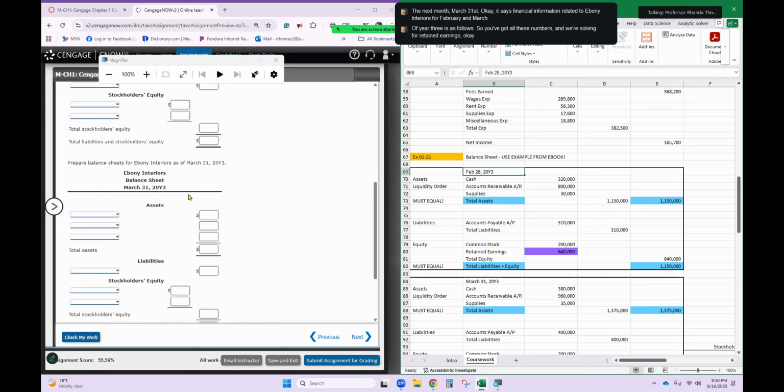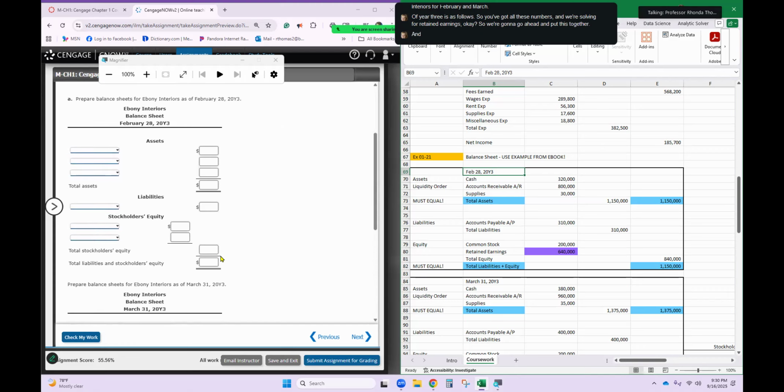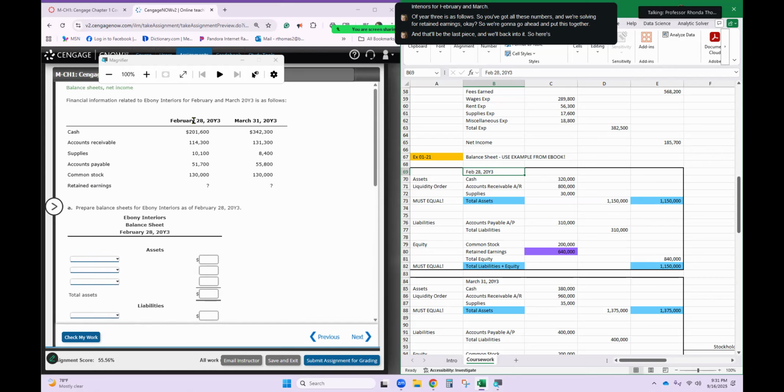Okay, so we're going to go ahead and put this together, and that'll be the last piece, and we'll back into it. So here's what I recommend. Make sure you use these numbers. Now this group has the newest on the right. Usually they put the newest on the left, so you really have to be careful. I'm going to put this into this spreadsheet. So we have cash, accounts receivable and supplies.